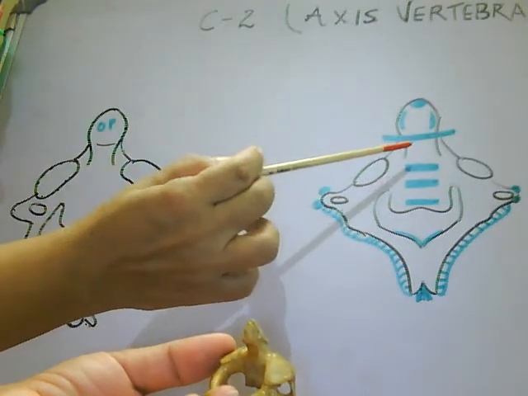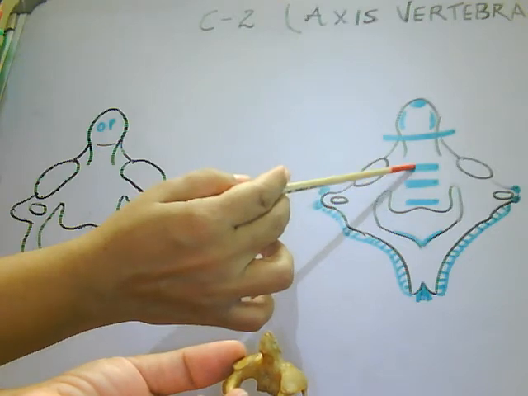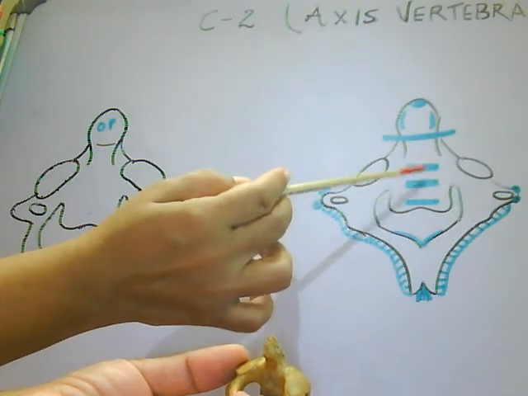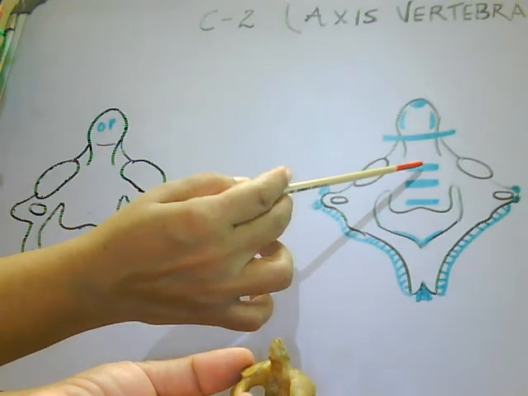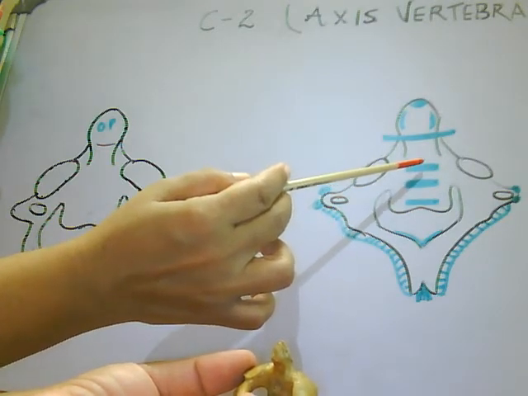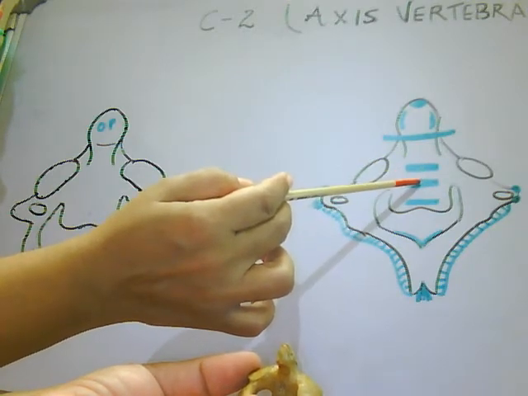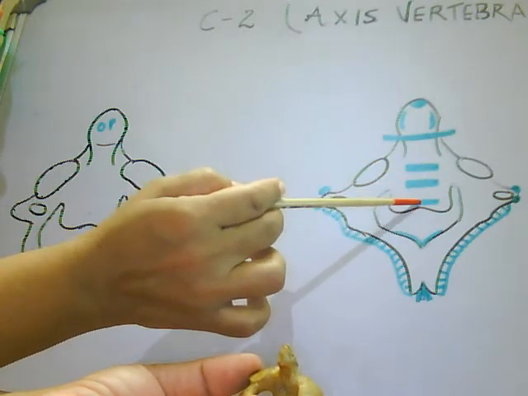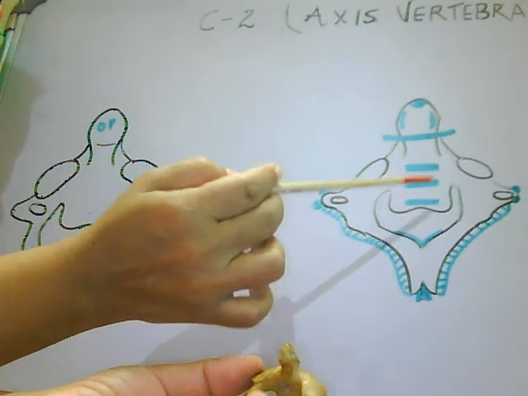So if you see this diagram, this is the posterior surface of the body. You will find three attachments, three fibrous structures over here. The superior most is the attachment of the inferior part of the vertical limb of the cruciate ligament. And here is the attachment of the membrana tectoria. And more inferiorly, you will find attachment of the ligament that is known as the posterior longitudinal ligament.